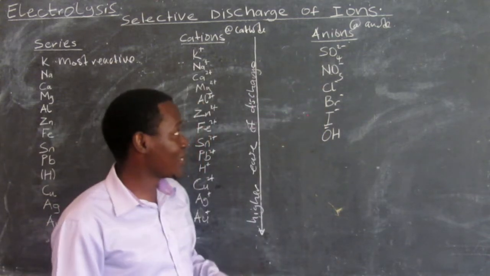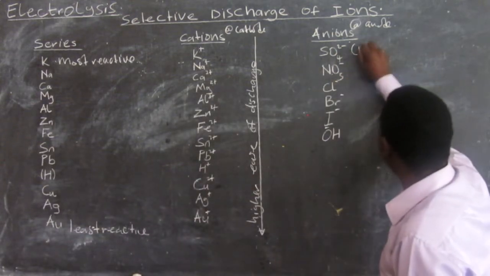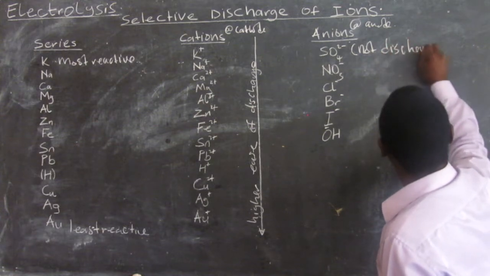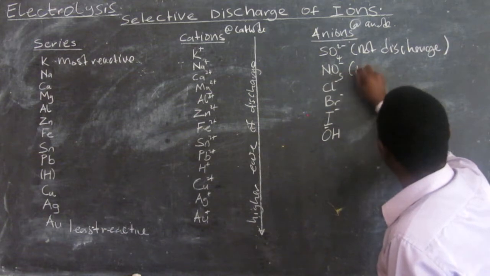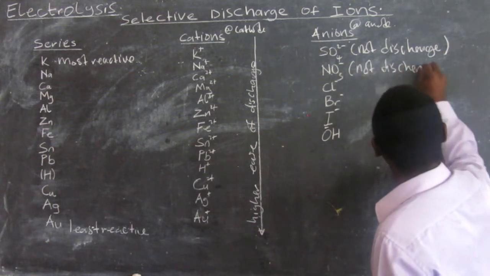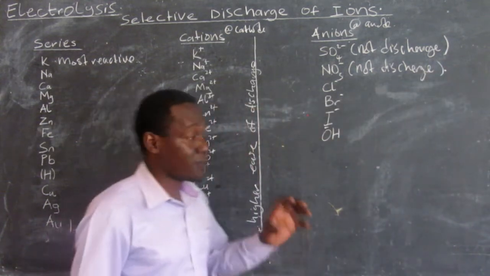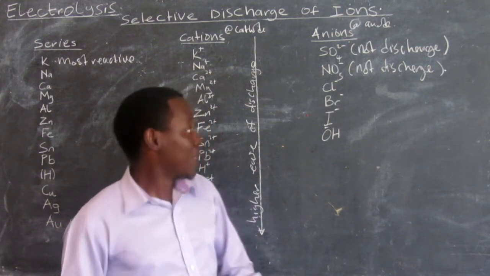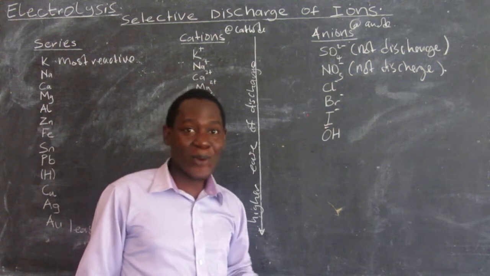But in this case, we need to note something. The sulfates do not discharge. The same applies to nitrates; they do not discharge. We shall explain why they don't discharge with time, but as for now, let's keep things very basic. As you move down, the more reactive the element is, or the easier the element is discharged.